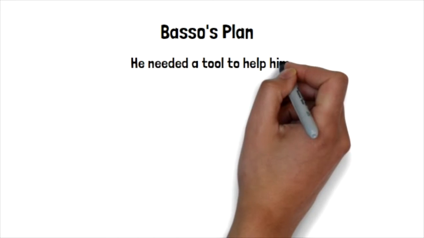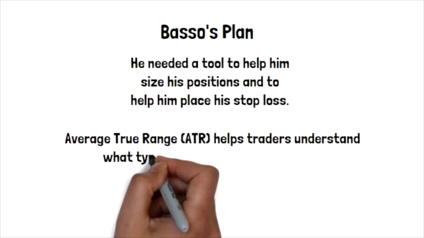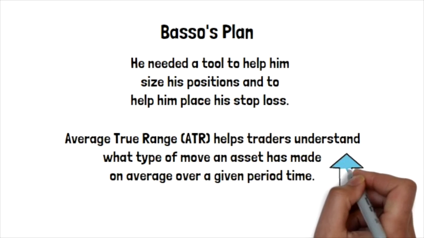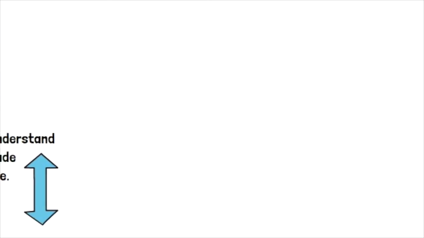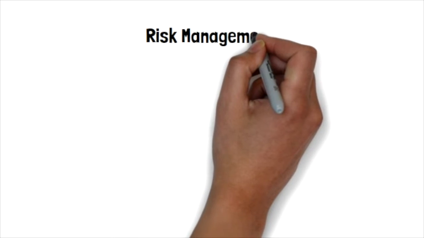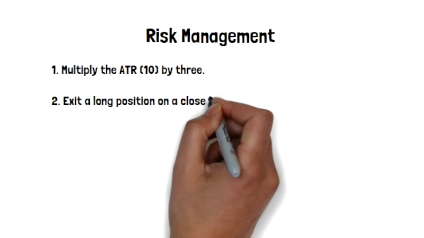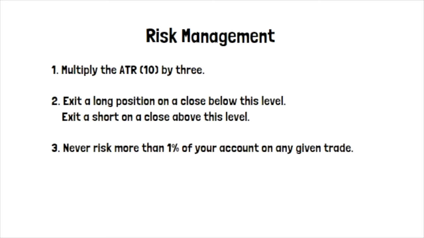First thing first, he had to have a plan to cut his losses. Basso needed to know when to exit his trades, and to do this, he decided he would use a volatility indicator called average true range. Average true range, or ATR, helps traders understand what type of move an asset has made on average over a given period of time. Basso would first calculate the 10-day exponential moving average of the average true range and then multiply it by 3. Were the price to fall below this level, he would exit.